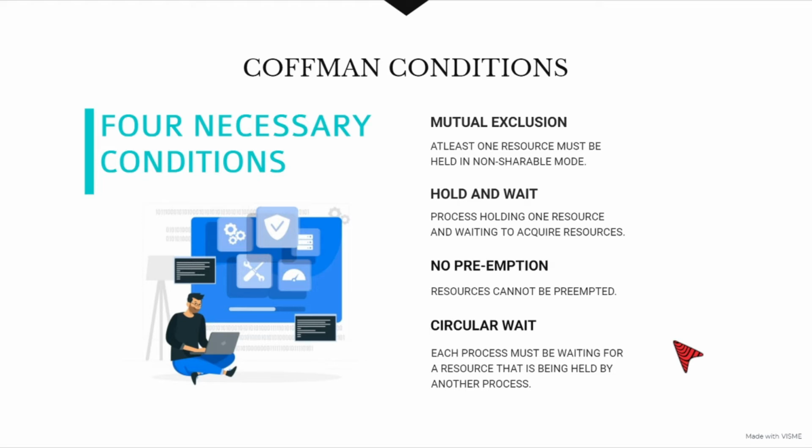Okay, so every process, take any process, for example P1, it is waiting for a resource, and the resource is being held by another process. Like take P1 and P2. P1 is requesting a resource R1, and R1 is with P2. So what does it mean? P1 is waiting for R1, which is being held by another process P2, and this is called circular wait.